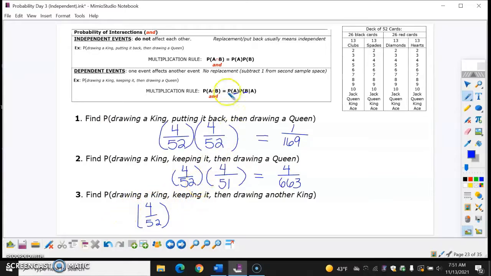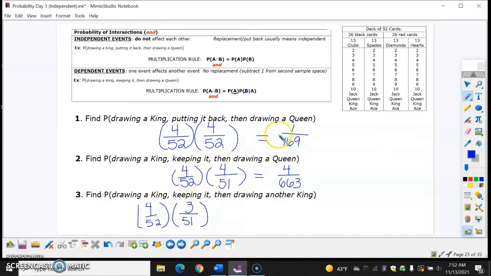So if you are keeping it, there's no replacement. We need to subtract 1 because next time we would be drawing out of 51 cards. Now let's figure out how many kings there are to choose from because we're drawing another king. How many kings are there to choose from in these 51 cards if you're given event A? So if you're given that you drew a king here, how many kings are there left to choose from if you're holding on to that king? That would be 3 out of 51.